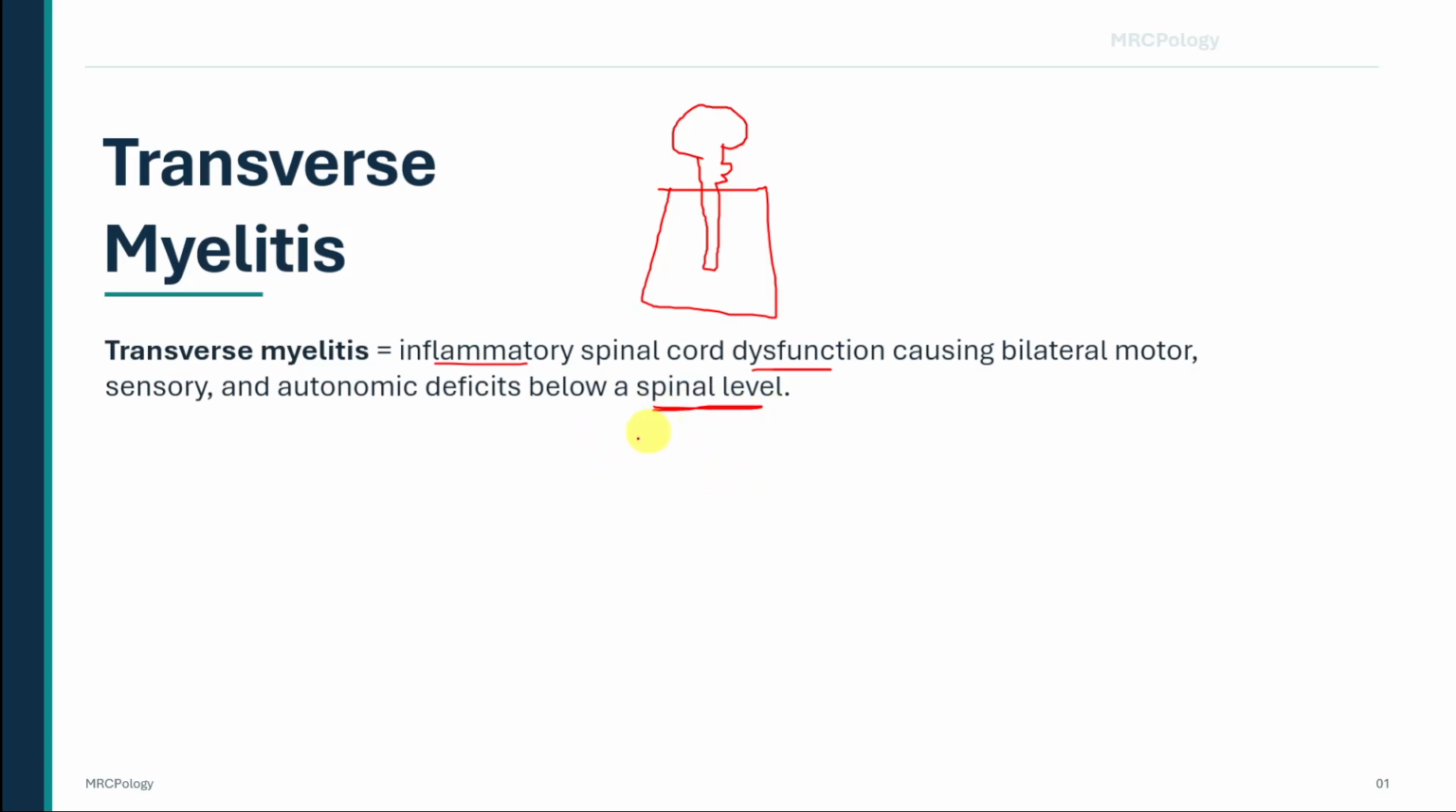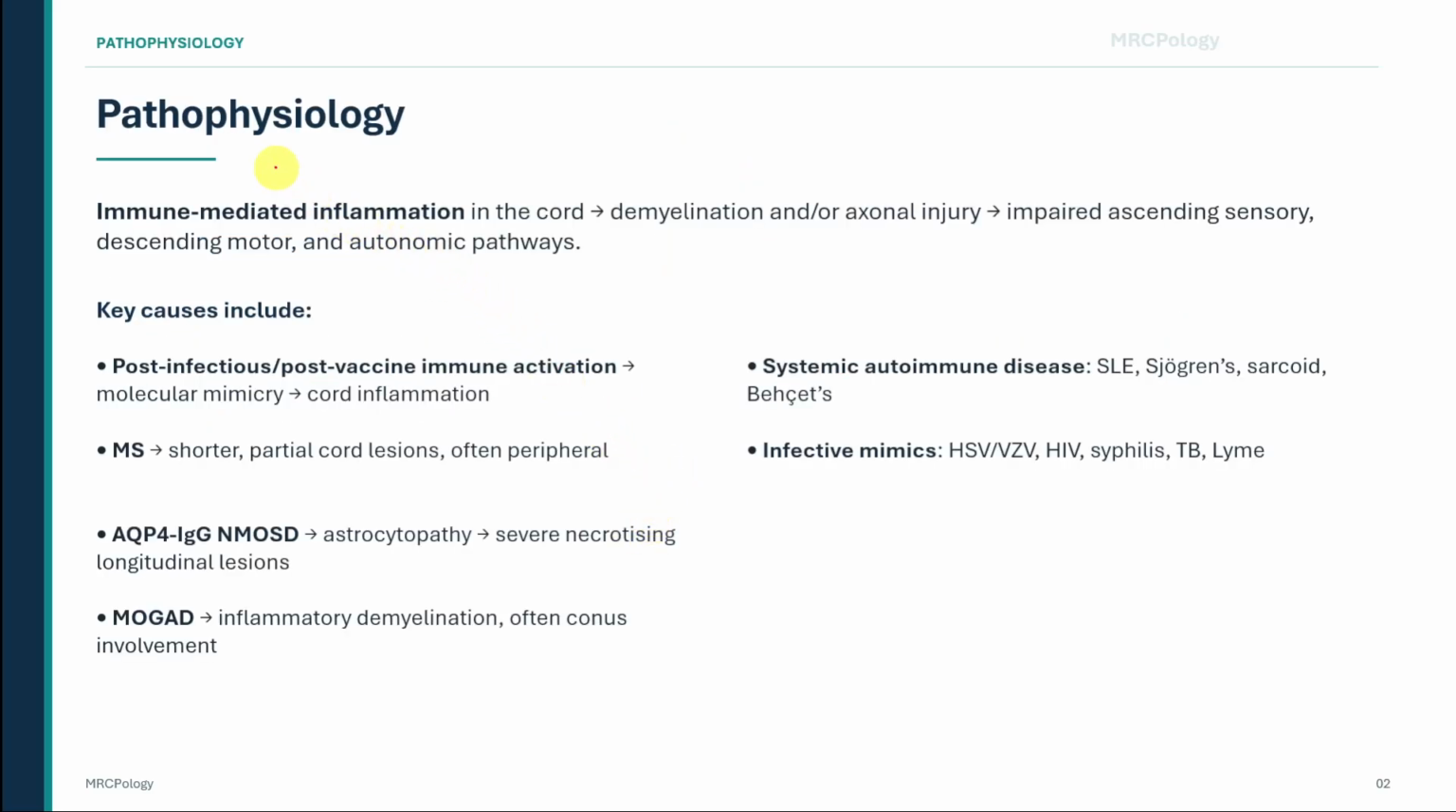The word transverse does not necessarily mean the whole cord is completely destroyed. It means the inflammatory process affects spinal cord function across motor, sensory, and autonomic pathways, producing a clinical picture below the level of the lesion. To understand transverse myelitis, think in 4 boxes: mechanism, causes, clinical features, and urgent management.